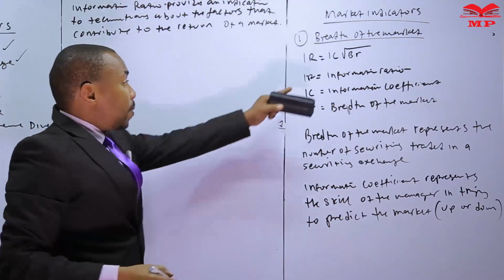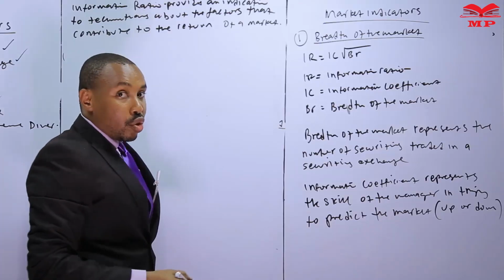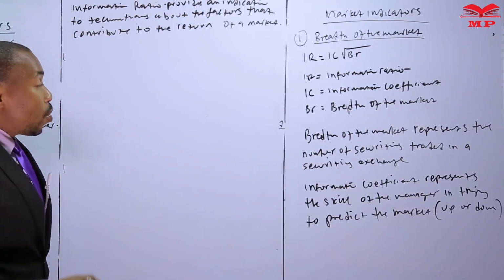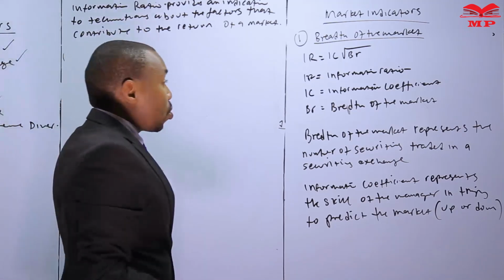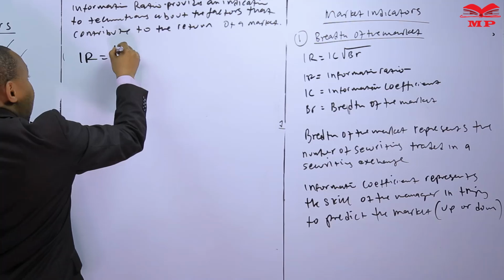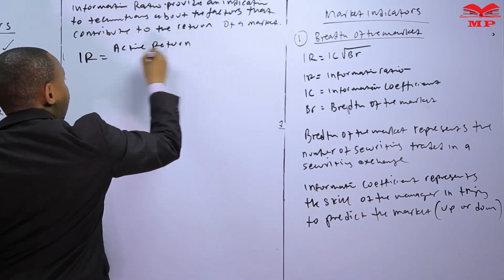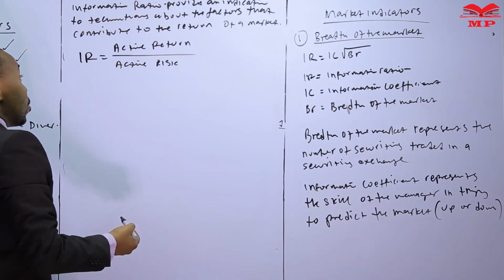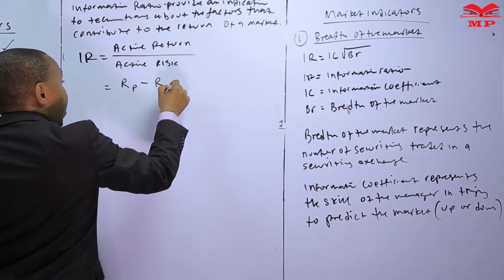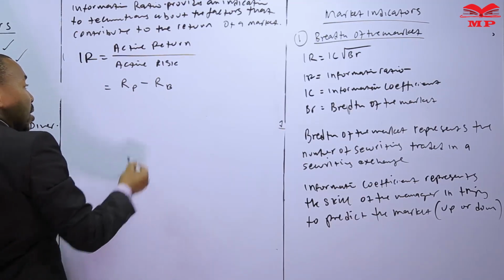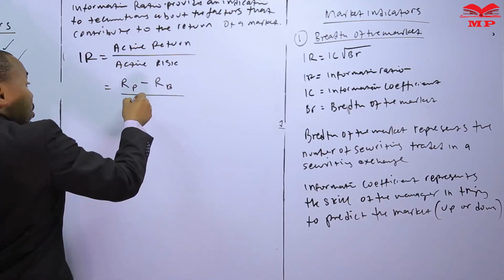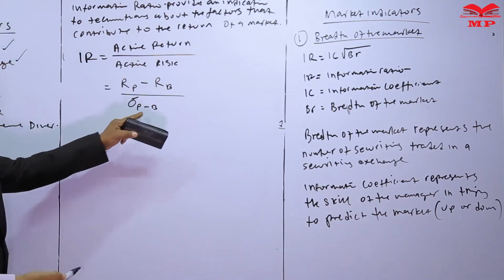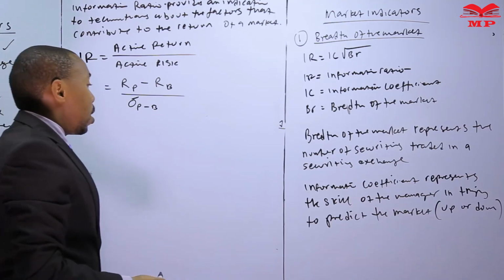So we are saying the information ratio is linked with the information coefficient and the square root of the breadth of the market. The breadth of the market represents the number of securities. The information coefficient represents how skillful the manager is in trying to predict either uptrends or downtrends. So the information ratio is also given as active return over active risk. This is the return beyond the benchmark, which you can run as RP minus RB. This is the return of the portfolio. This is the return of the benchmark. Then we divide that against the active risk, which is the standard deviation of returns between the portfolio and the benchmark, the difference in the risk between the portfolio and the benchmark. That's how we also get the information ratio.